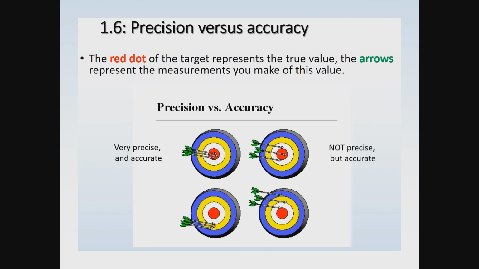Okay, in the lower left target, what you can see is that the arrows are no longer near the true value. If that is the case, those measurements are no longer relatively accurate, but the measurements are close to one another. And so they are relatively precise. So for the bottom left, I would say it is precise, but not accurate. And then the final one, it looks like the arrows are way off from the true value, and they're not close together, so it's not precise and not accurate.